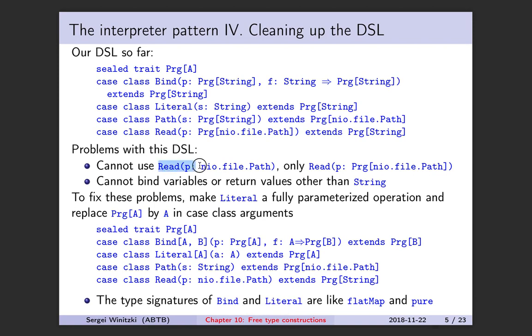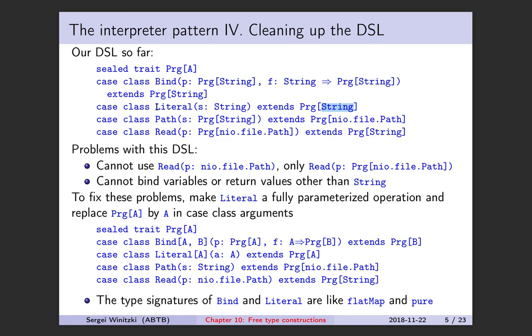So for example, we cannot do this. We must have a program that returns a path. So we cannot directly read the path. And if we wanted to compute this path using a Scala program, then we cannot convert this into a program of path because there's no way to do that. Literal can only take a string and extends program of string. So let's fix these problems now.